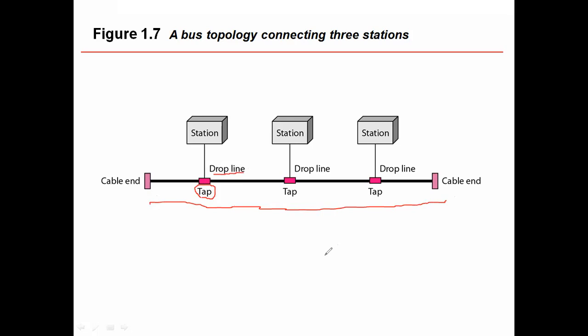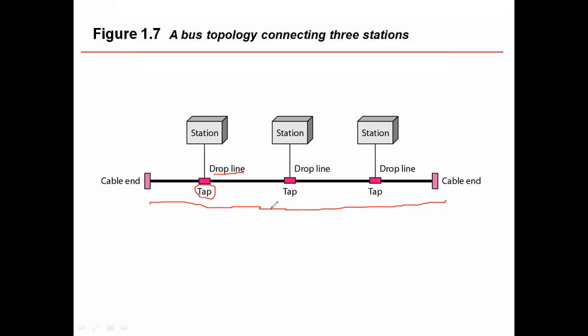It goes on continuously from one end to the other end. All the systems will be connected to the bus. Here the complexity is very low. Only one cable is needed so that all the systems can connect to the network. I can connect any number of systems in the bus topology.